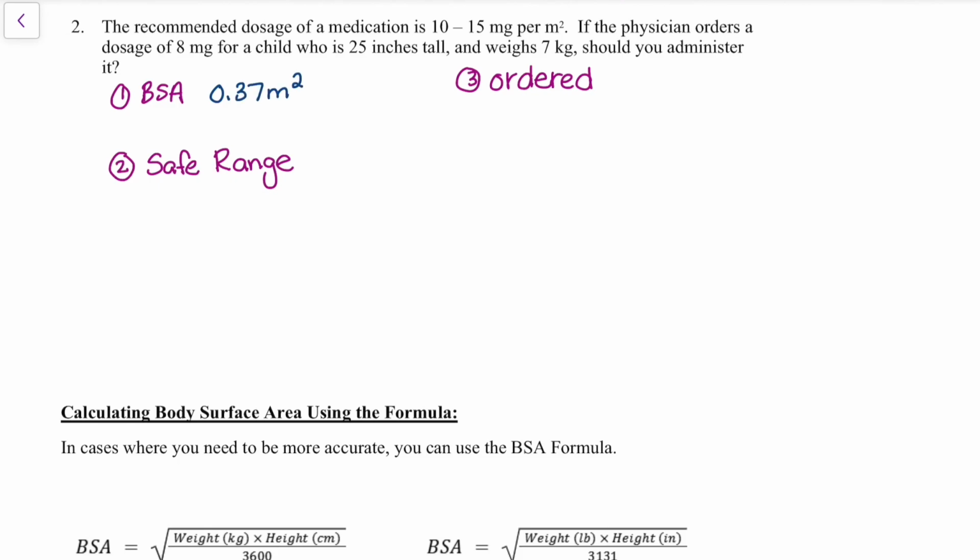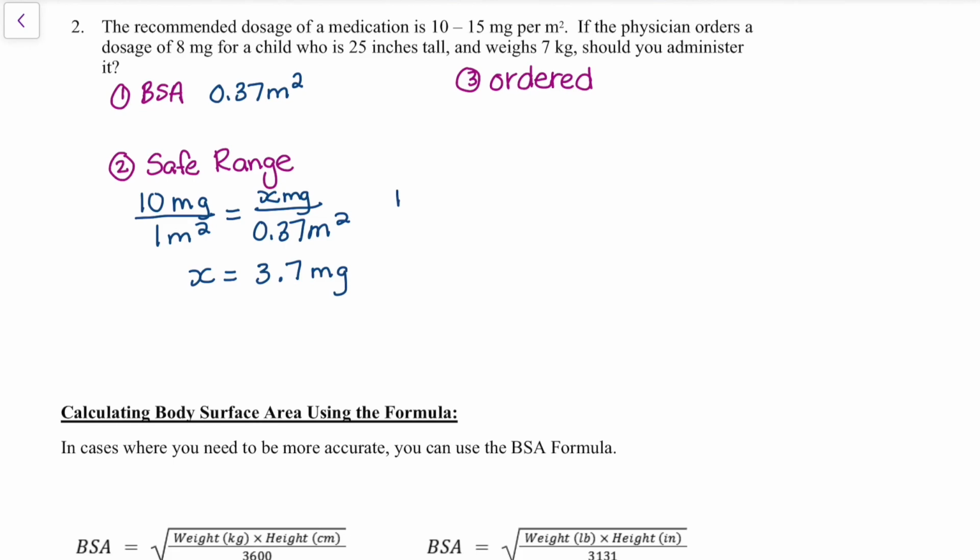Okay. So now I'm going to look at the safe dosage range. So 10 milligrams in 1 meter squared, or for 1 meter squared, is how many milligrams for 0.37 meters squared? So I get x equals 3.7 milligrams.